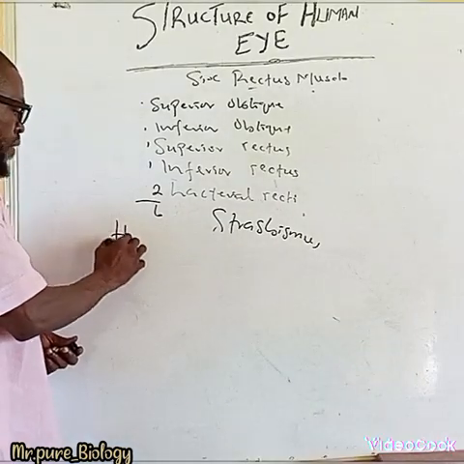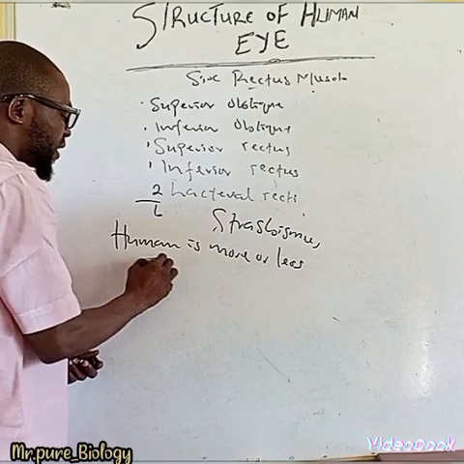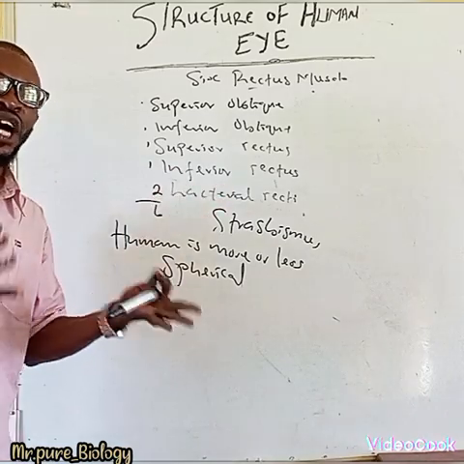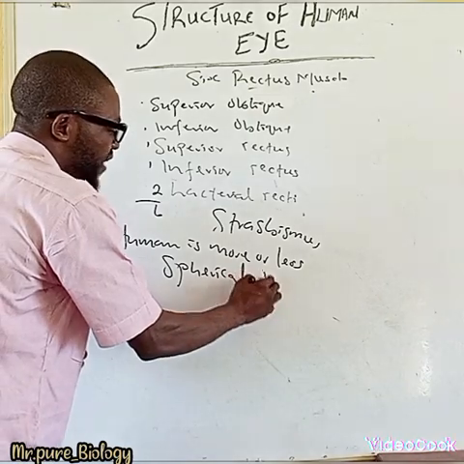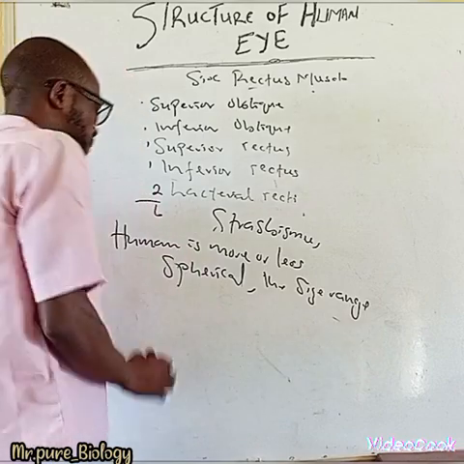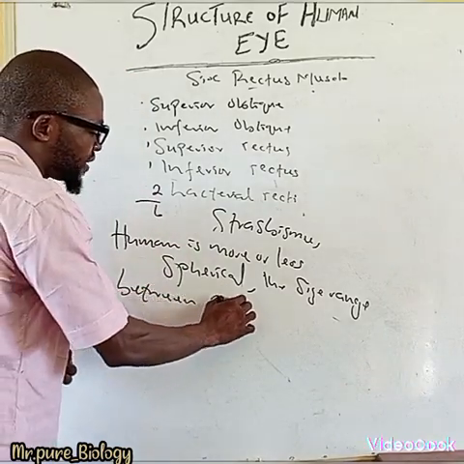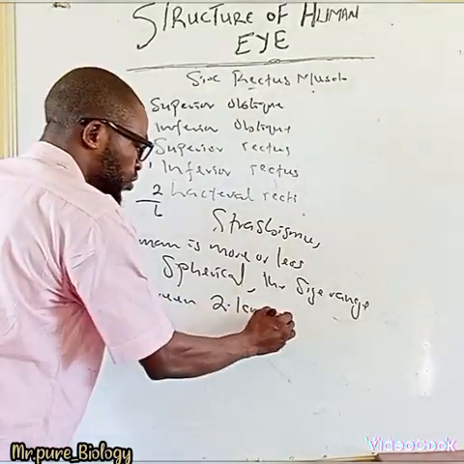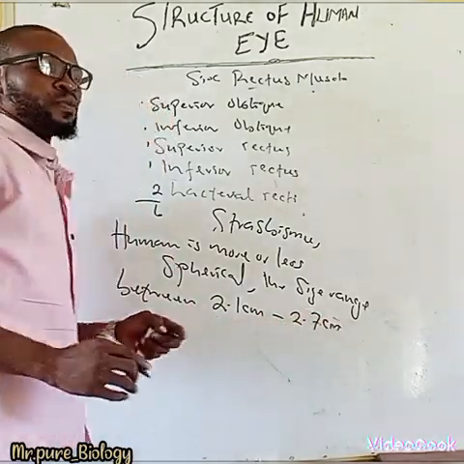The human eye is more or less spherical in shape. When we look at the structure of a human eye, it's more or less spherical in shape, and the size ranges between 2.1 centimeters in diameter, that is 21 millimeters, to 2.7 centimeters in diameter.